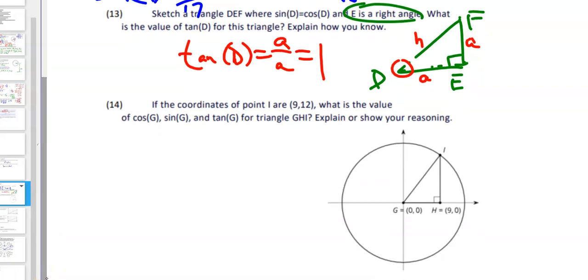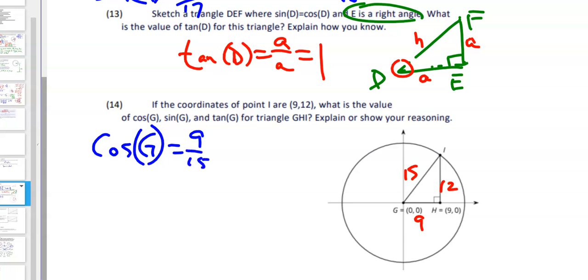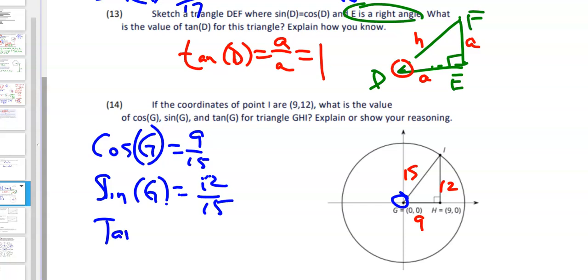Last problem for this page, we have 9 and 12, so we use the Pythagorean theorem. The hypotenuse is 15. So the cosine of angle G is going to be 9/15. The sine of angle G will be 12/15, and the tangent of angle G will be 12/9.